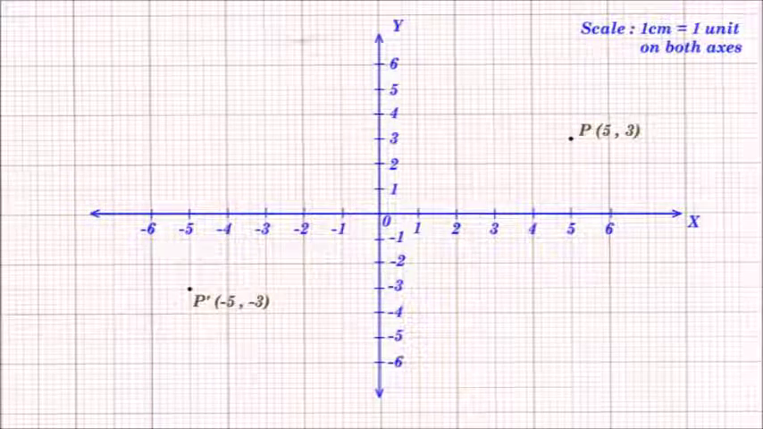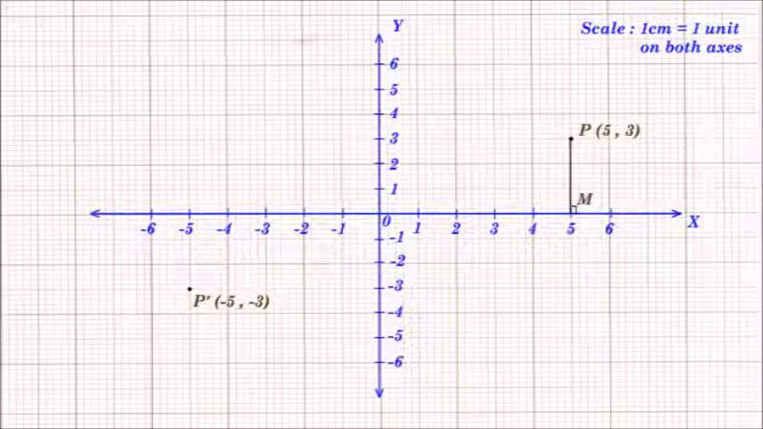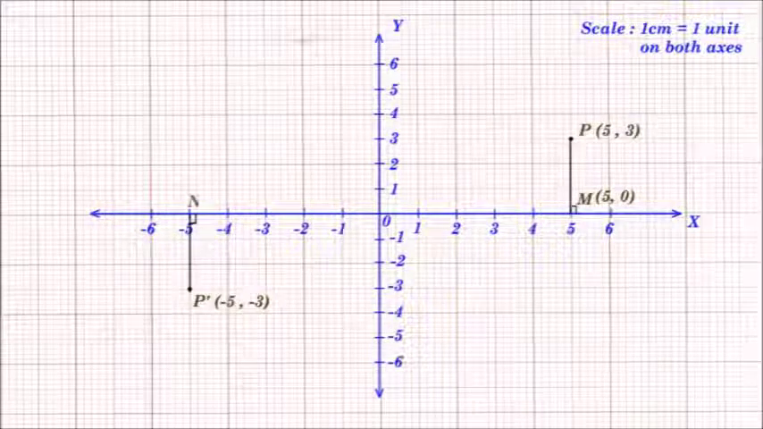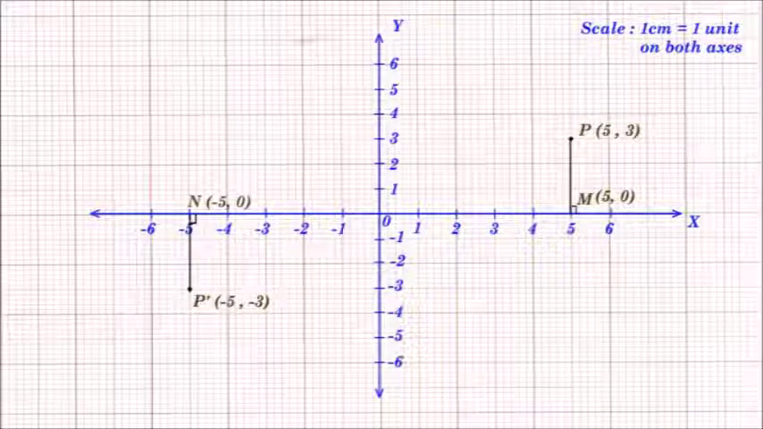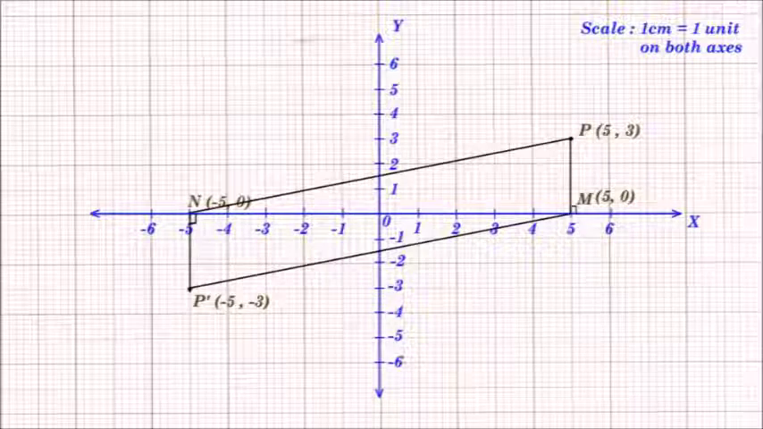Now we are told to draw the perpendicular from P to the x-axis and name that as PM. We do that. We get the coordinates of the point M as (5, 0). Now we draw the perpendicular from P dash to the x-axis to meet at point N. We will get the coordinates of the point N as (-5, 0). Now we join these 4 points. We get the required figure as a parallelogram because the opposite sides are equal and parallel.